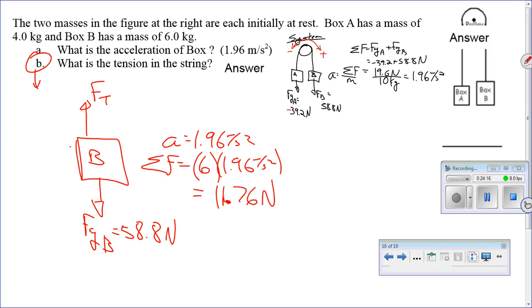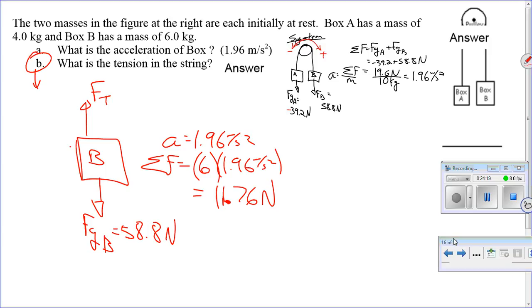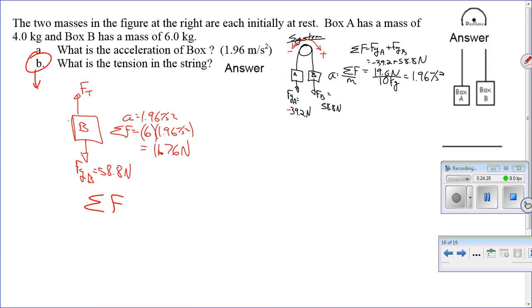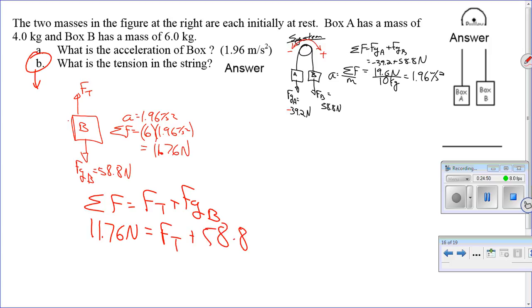So now we got to do some algebra, and you guys are already headed there. Why is the tension negative? Because it's working against the downward motion. Remember, we decided down was positive, so up is negative. So our net force is 11.76 newtons. That's got to equal my tension force plus 58.8 newtons from gravity. Subtract, and your tension force ends up being negative 47.04 newtons.